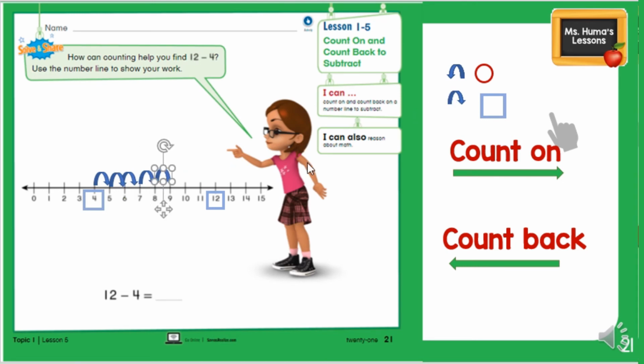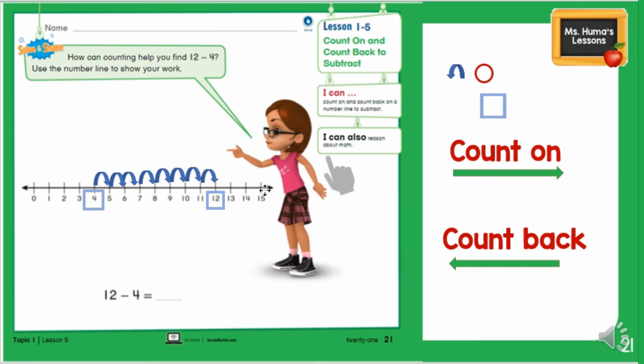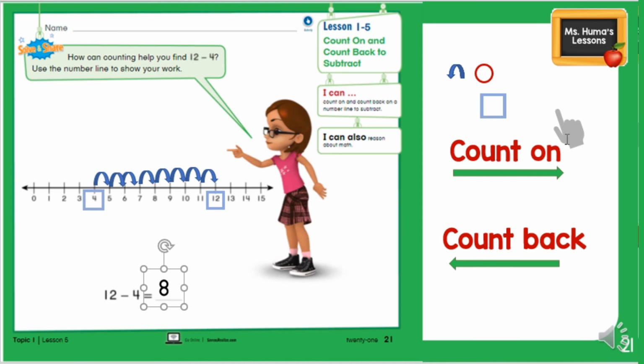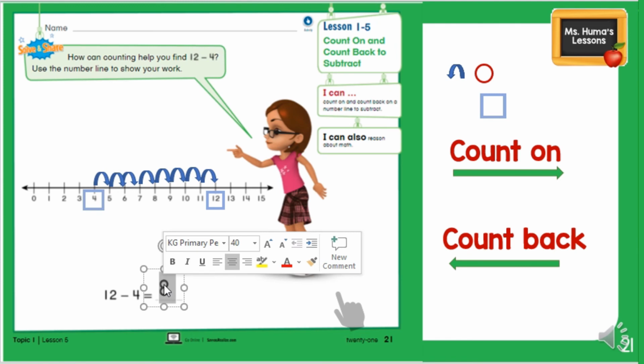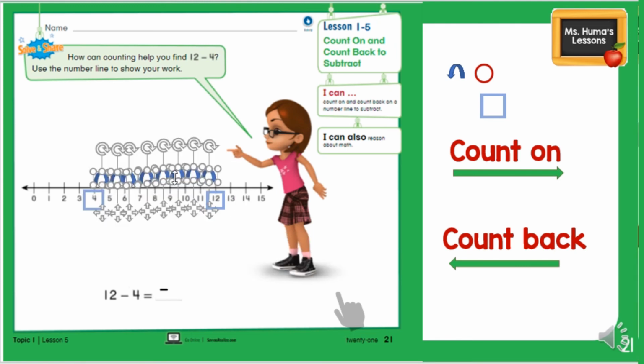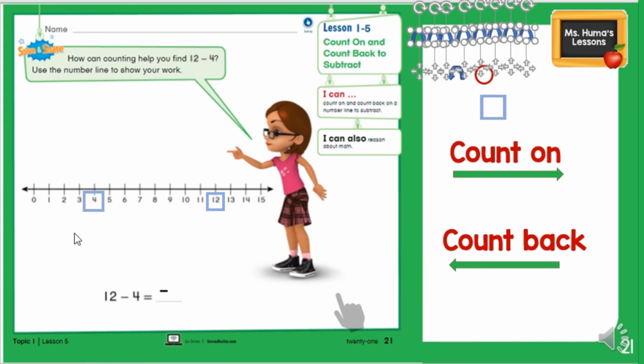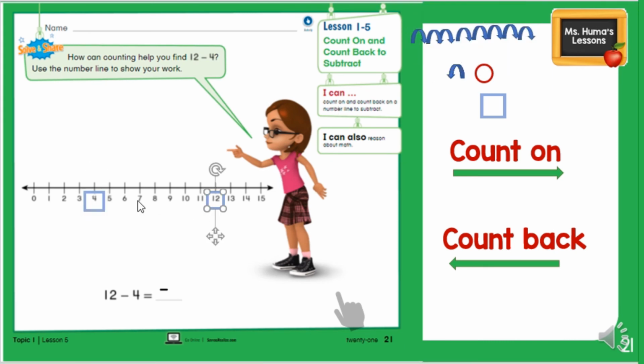So let's carry on here. Then I'm going to finally, here we go. Now I'm going to count the number of jumps. 1, 2, 3, 4, 5, 6, 7, 8. I've got 8 jumps here. I have written here 8, the answer of this sum. Or else I can use the count back method to solve the same sum. Let me clear it out, and let me remove all these arrows. I'll put them here, and maybe the boxes back to their place.